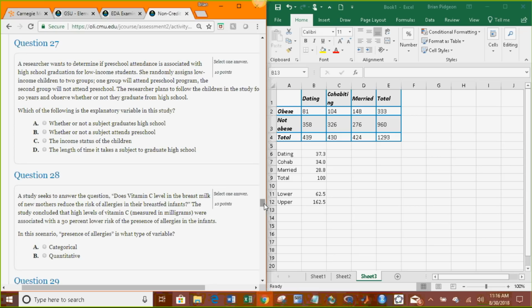Okay. A researcher wants to determine if preschool attendance is associated with high school graduation. She randomly assigns low-income children to two groups. One group will attend preschool program. The second group will not attend preschool. The researcher plans to follow the children in the study for 20 years and observe whether or not they graduate. So which of the following is the explanatory variable in this study? Well, that would be whether or not a subject attends preschool. We're looking to see, does attending preschool affect whether or not you graduate. So your response variable is the graduation.